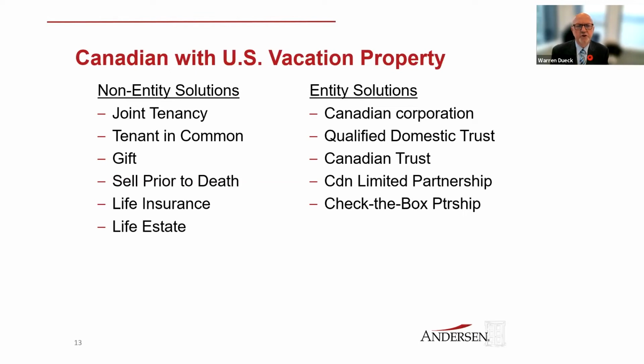So non-entity solutions: joint tenancy. Now, many people, in fact the majority of people in Canada and the U.S., hold U.S. real property, particularly their home, as joint tenants. What's important to note for U.S. estate purposes, particularly with regards to non-U.S. domiciliaries, Canadians, is that joint tenancy does not apply for U.S. estate tax where only one spouse provided the funds. So if you've got one spouse that's worked their whole life and the other spouse has not worked, you buy a property, you can put it as joint tenants, but for U.S. estate tax purposes, it's all owned by the spouse who contributed the property. So joint tenancy does not solve the problem.